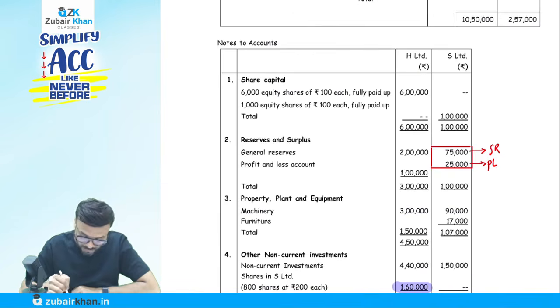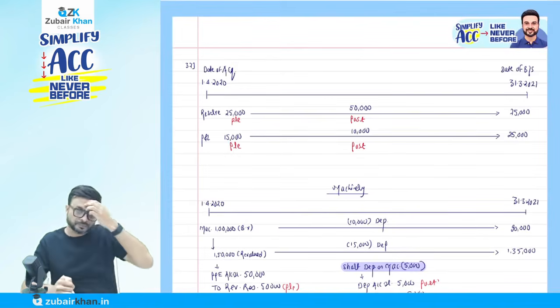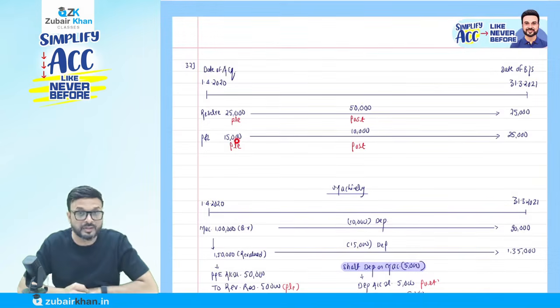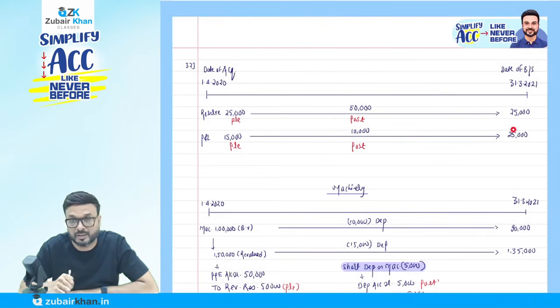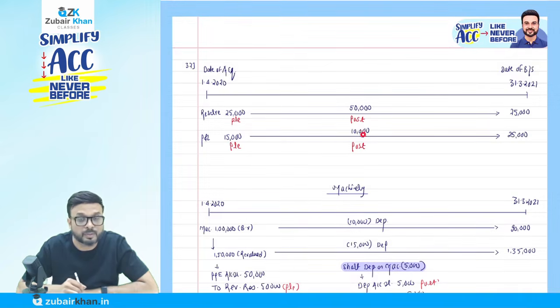Now when it comes to the profit and loss account, at the end of the day they have a balance of 25. I will write it down here. Starting, they have 15,000, and at the end of the year, they have 25,000. So it increases by 10,000. This 10,000 is obviously going to come in post-acquisition. The 15 is the opening balance on the date of acquisition, profit made before the acquisition, so it will come in pre.